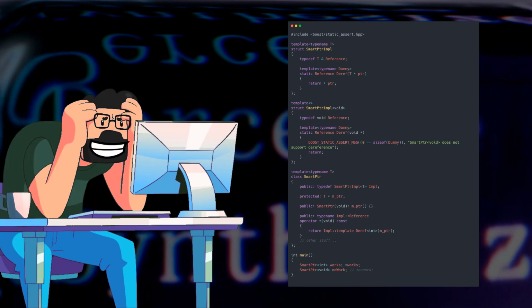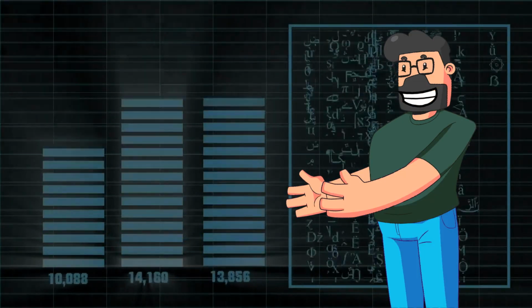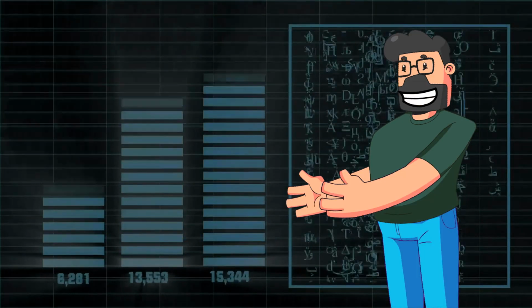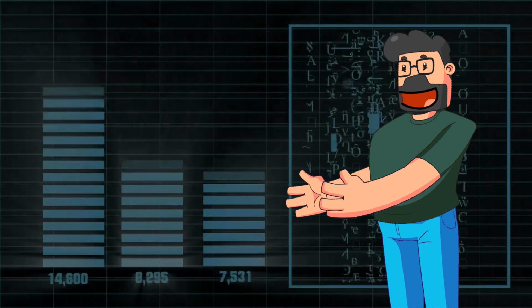Additionally, a static assert from Boost is incorporated to trigger a meaningful compilation error if operator asterisk is used with a void smart pointer. To sum it all up, the solution involves leveraging a specialized helper class with extended functionality to handle the void type issue effectively in the smart pointer template class.